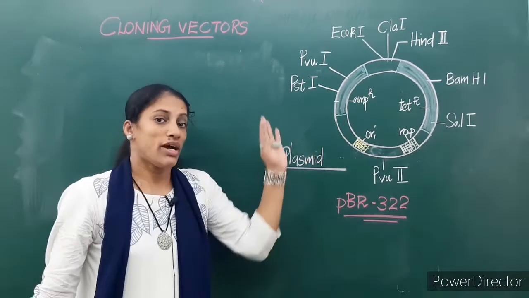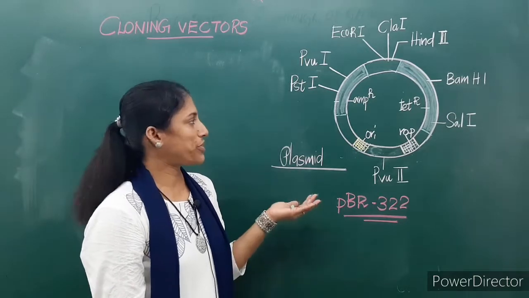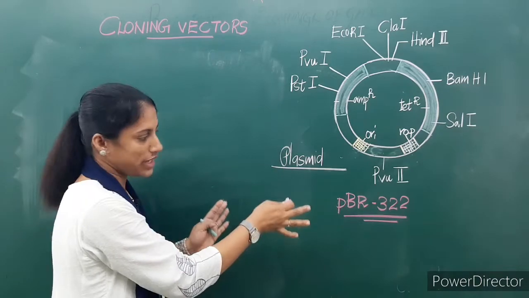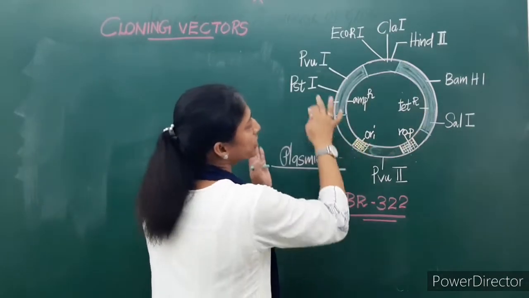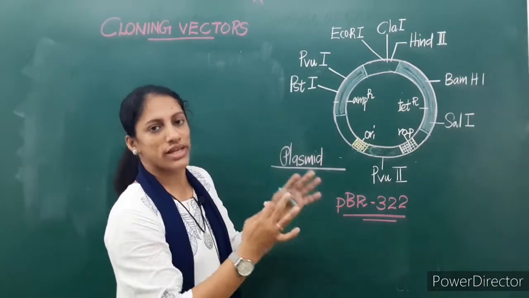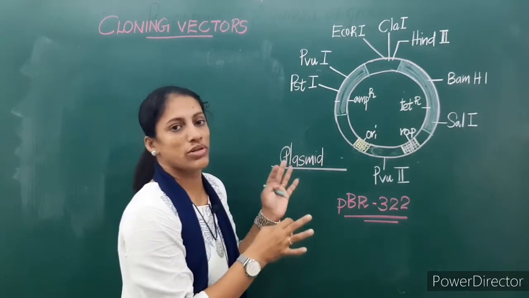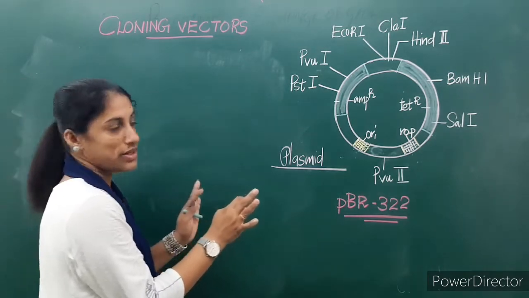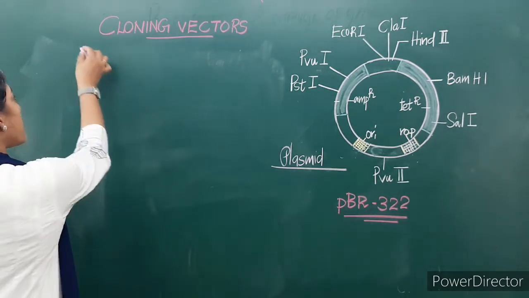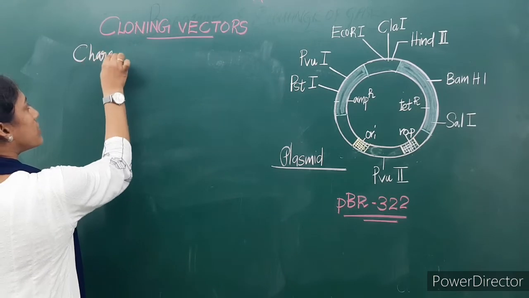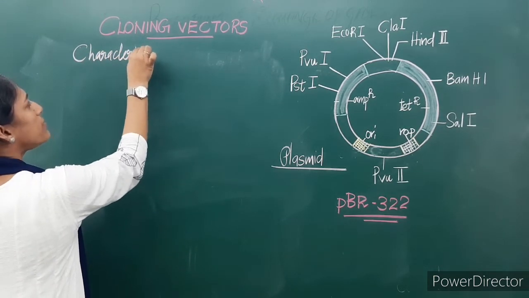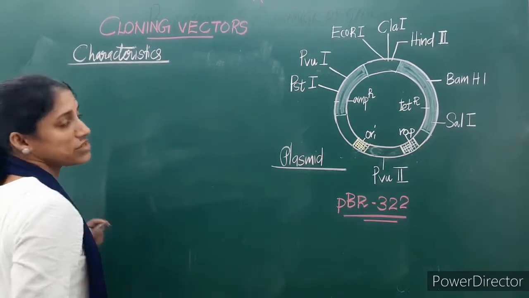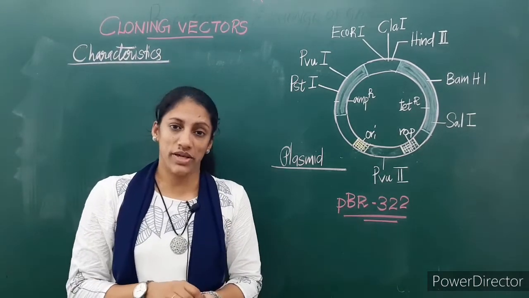It's drawn here. You have to study the diagram also. It may come for drawing. So a plasmid is a circular DNA, and this is a synthetic plasmid with ready-made, human-made nucleotides attached. pBR322. With the help of this example, we are going to learn the characteristics of cloning vectors. What are the suitable characteristics of a cloning vector? What are the characters a cloning vector must have?